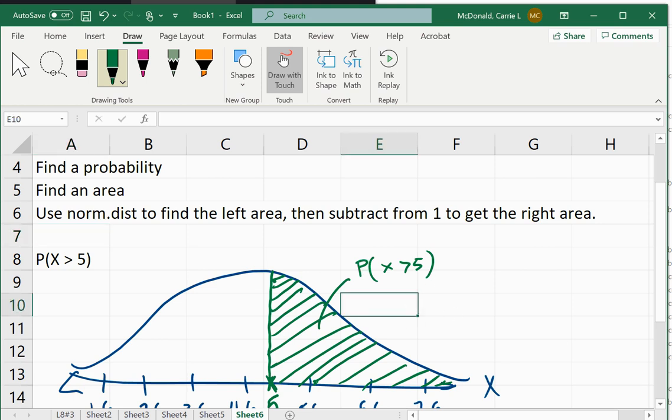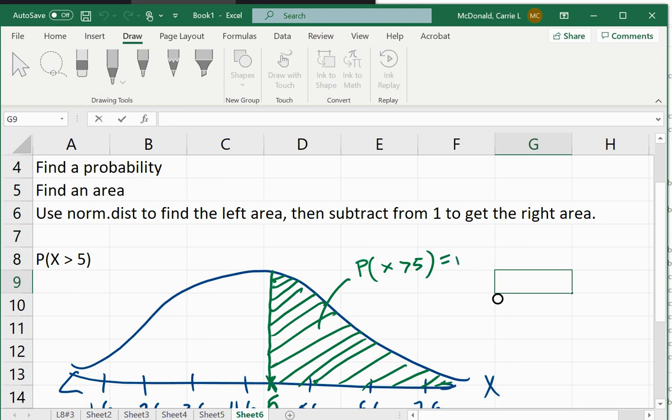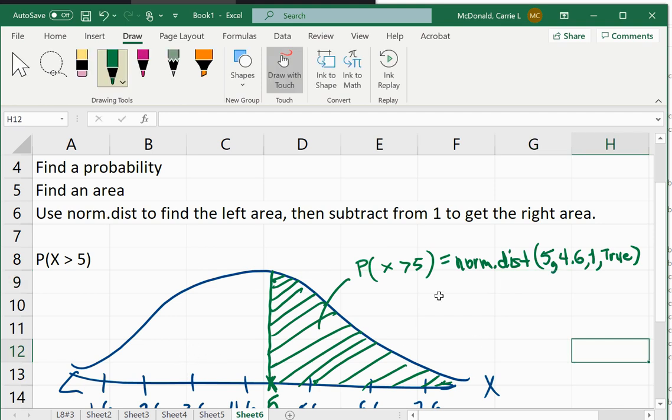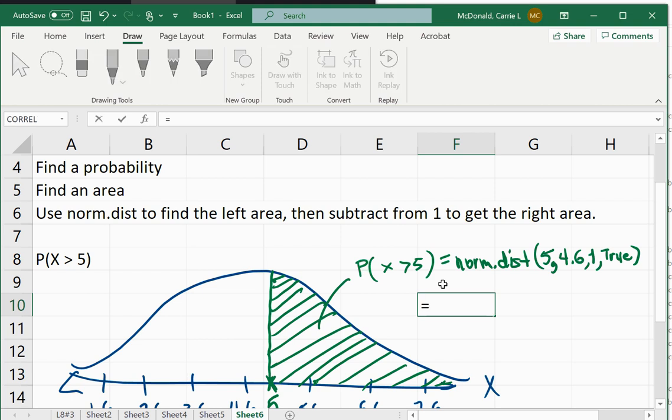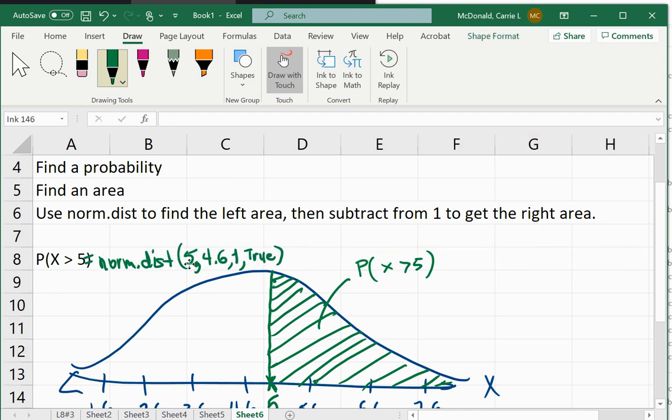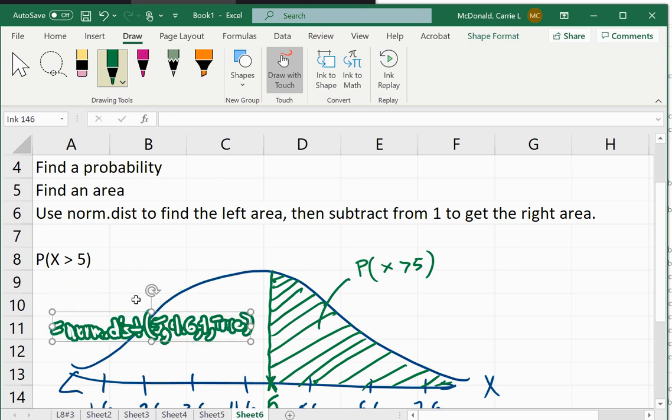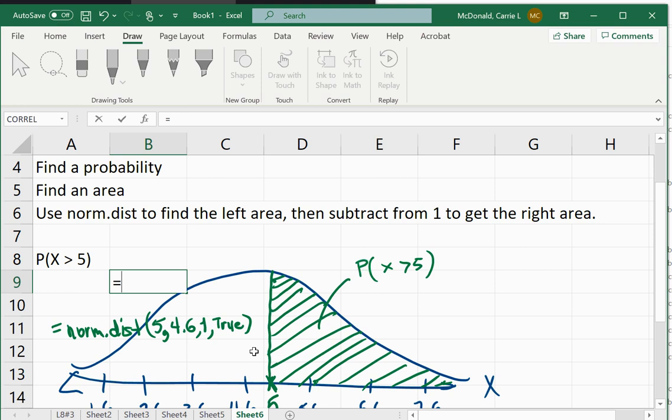Okay, so that's our strategy here. All right, so we're going to be doing norm.dist with a boundary of 5, mean of 4.6 and a standard deviation of 1, and true for cumulative. Then we're going to subtract from 1 to get the other side. I meant to say that we're going to find this side, the left-handed area over here, and then subtract it from 1 to get the answer we really want, which is on the right. So the left-hand area is norm.dist, 5 is the boundary, 4.6 is the mean, 1 is the standard deviation, true for cumulative.